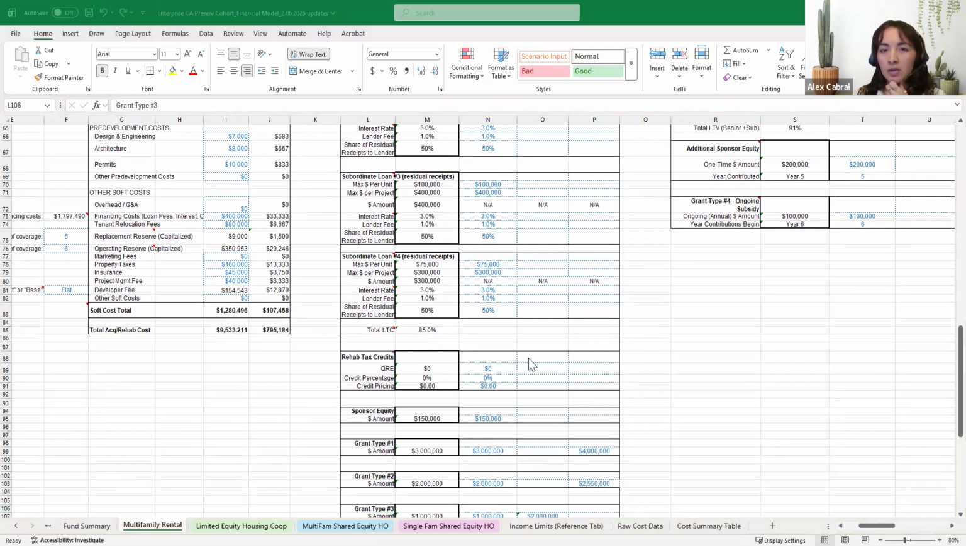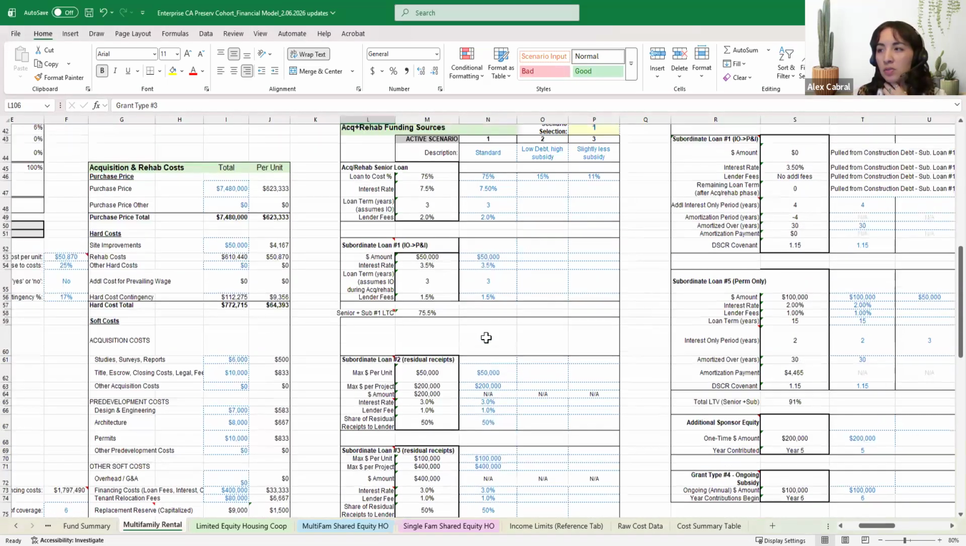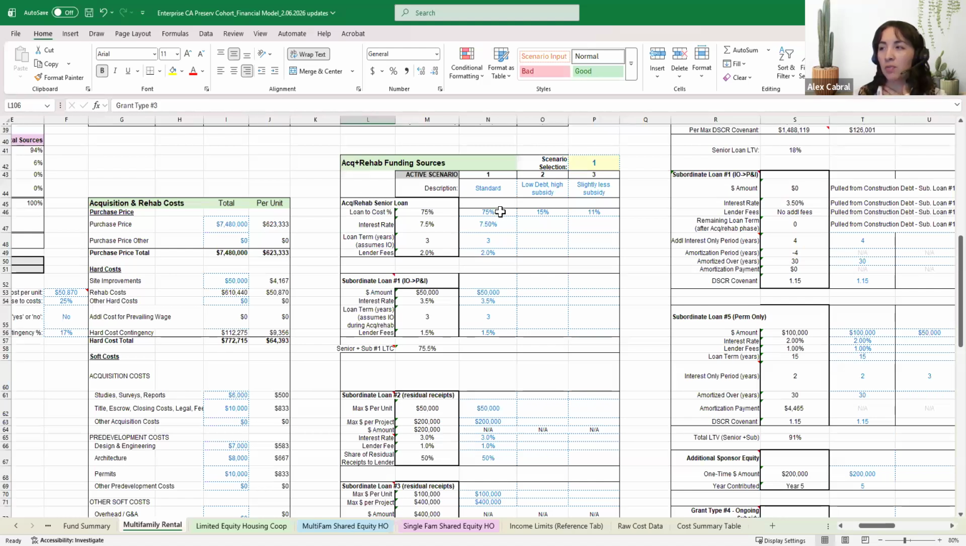Okay. So going back to the senior loan, once again, we're going to want to make sure this is on scenario one, and we're going to fill in column one. So at the moment, we're going to fill in the loan to cost. This will likely change, and I'll show you why in a second. But for now, we're going to just put 75%. We're going to fill in our interest rate, the loan terms, the loan fees.